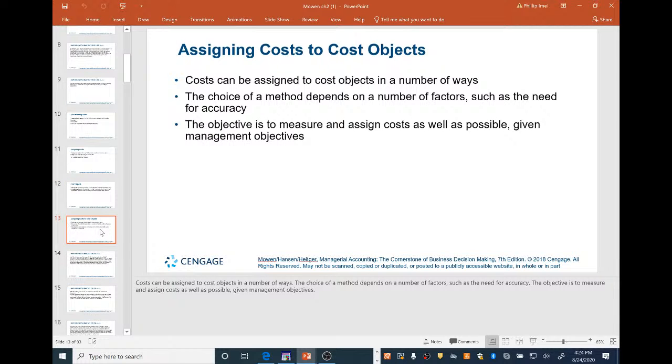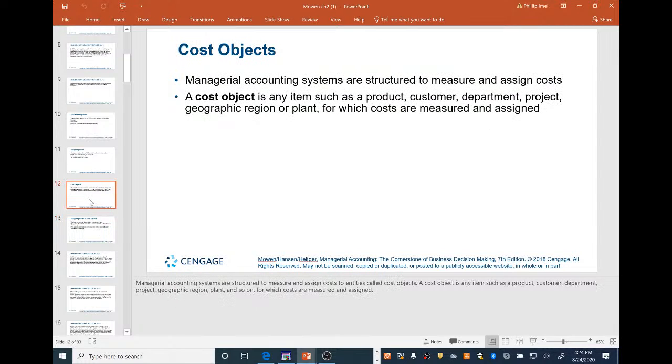So what's a cost object? It's something that contributes to a cost of something else. So like the selling goes into sales expenses and stuff like that. Yeah, right. The cost object is anything. It's like it says, it could be a product, a customer, department, project. So it's just a cost object.